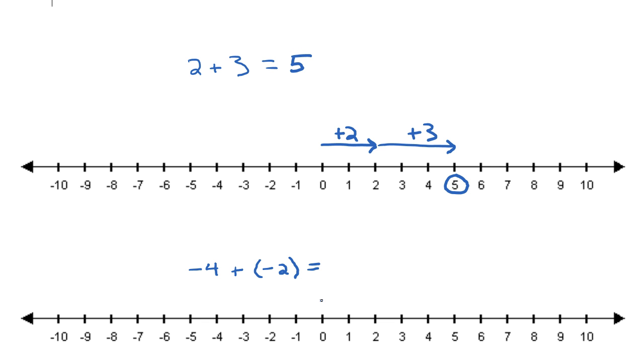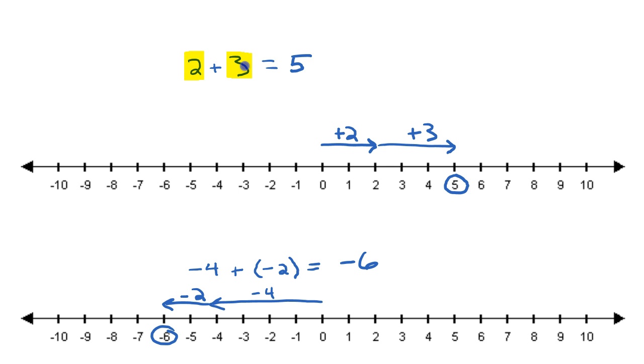This is a negative 4, so negative 4 is 4 units to the left because it's negative, and I'm going to add on to that 2 units to the left because I'm adding a negative 2. Now where I end up with this one is a negative 6. So now I want you to take a look at something here.